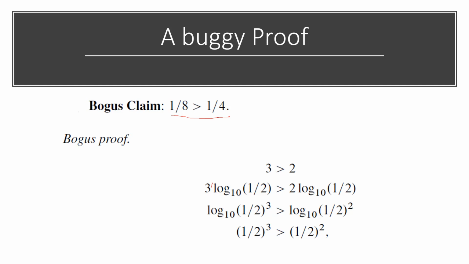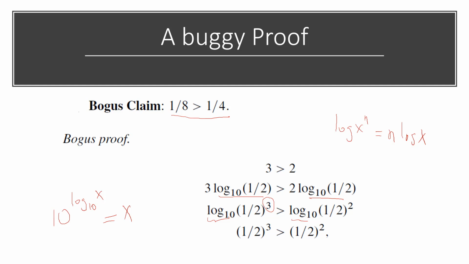Seemingly, when you look at it the first time, it seems everything is good. You know 3 is greater than 2, you multiply by the same quantity on both sides, and then you bring the 3 into the logarithm using the rule log of x^n is n log x, and you do the same thing here. Then you can take the inverse of the log function, which is the 10 to the power function. So 10 to the power log x is in fact equal to x.